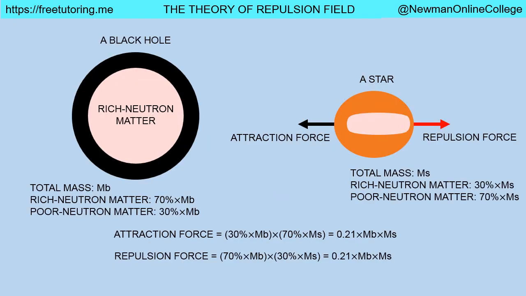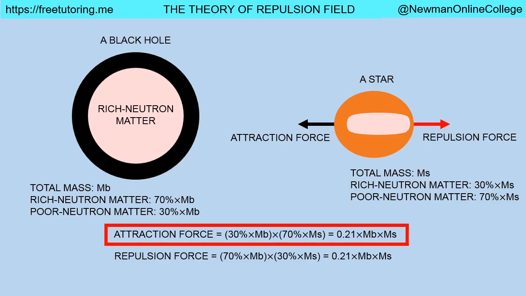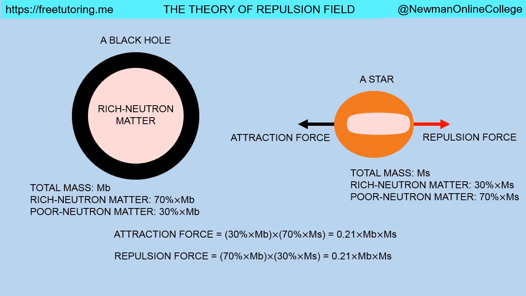Let's take a galaxy that includes only a black hole and a star, for example. Assume that the total mass of the black hole is m sub b, and 70% of the mass of the black hole is rich neutron matter. Also, assume that the total mass of the star is m sub s, and 30% of the mass of the star is rich neutron matter. The product of the mass of poor neutron matter of the black hole and the mass of poor neutron matter of the star is 30% times m sub b times 70% times m sub s, which is equal to 21% times m sub b times m sub s.